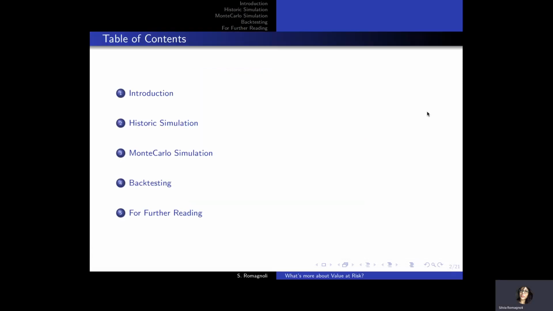Okay, here is the table of contents. So after a brief introduction of the simulation approaches, I'll go on detailing both the historic simulation and the Monte Carlo simulation, providing also a comparison of the two methods. Finally, we discuss the quality level of our approach, thanks to the backtesting argument.